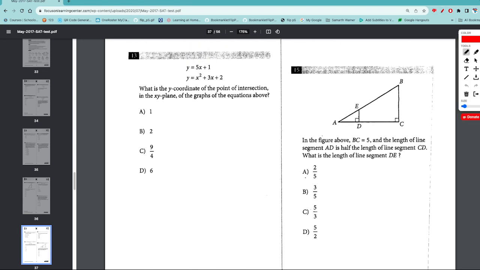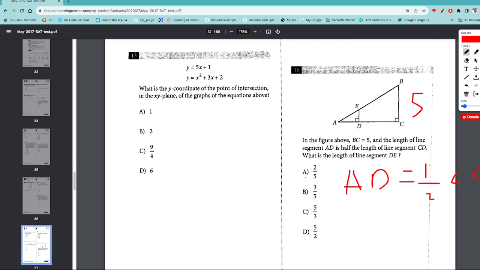Okay, number 15. BC is 5, so this is 5, okay? And length of segment AD is half the length of segment CD. So AD is, I'll write this out, AD is equal to 1/2 of CD. What is the length of segment DE? Okay, fine. So this is 5. And then I think there's a half proportion, right? Well, not a half proportion, because this isn't a triangle. EBCD isn't a triangle. It's an ugly shape.